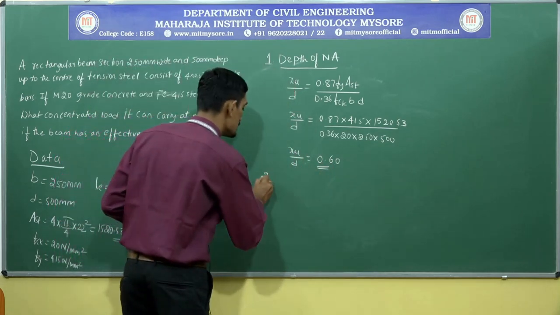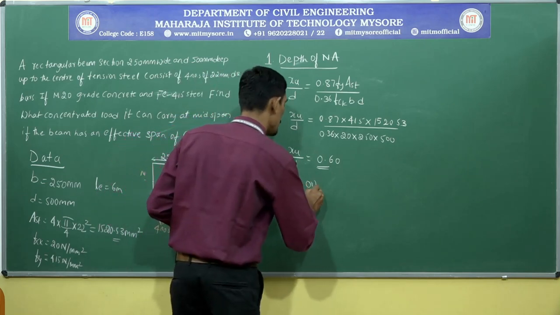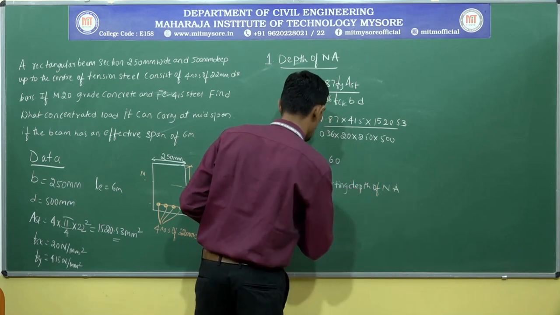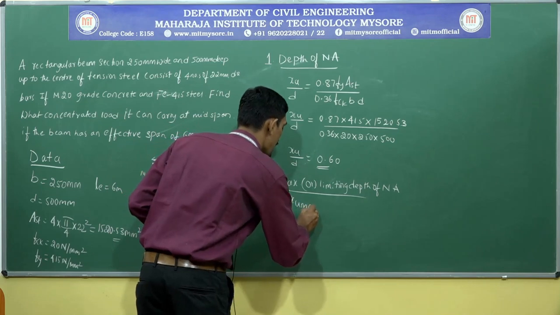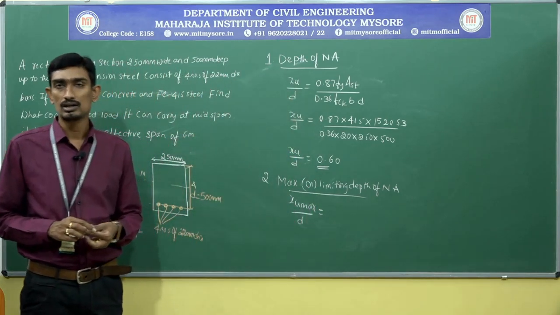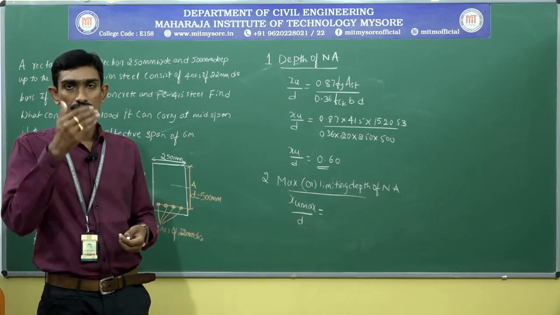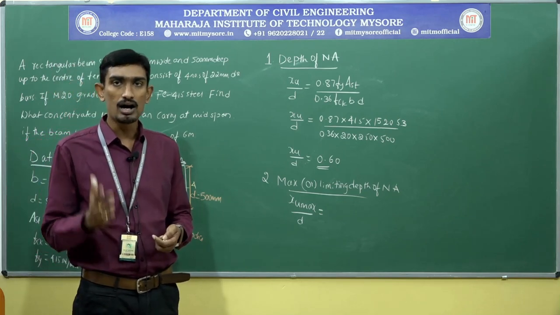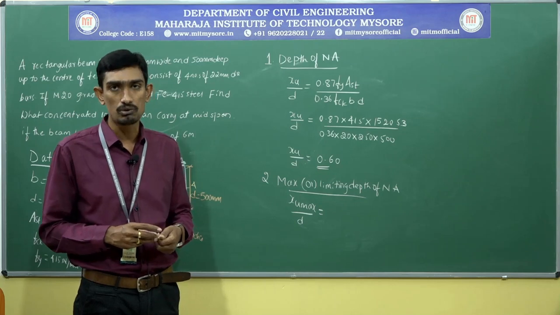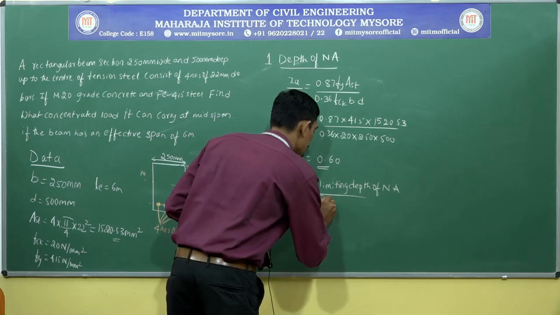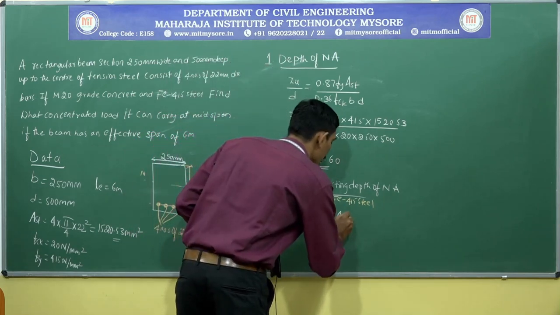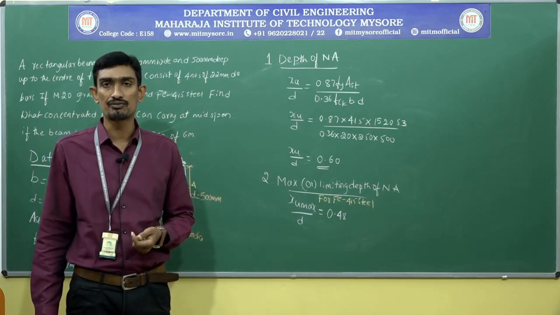Next, the maximum or limiting depth of neutral axis, that is Xu max by D or Xu lim by D. As I stated, the limiting depth of neutral axis will vary based upon the grade of steel we are going to use, as mentioned on page number 70 of IS 456-2000. For Fe 415 steel, Xu max by D equal to 0.48 as per page 70 of IS 456-2000.